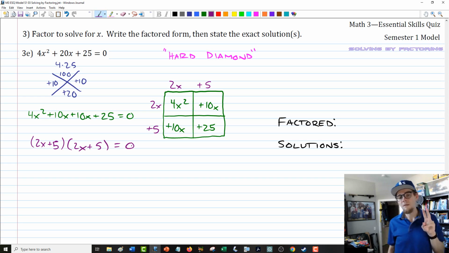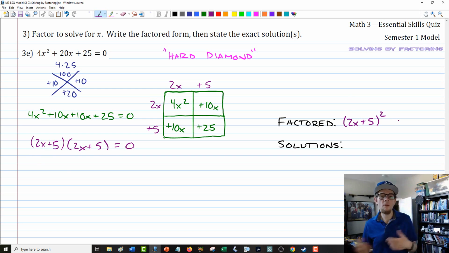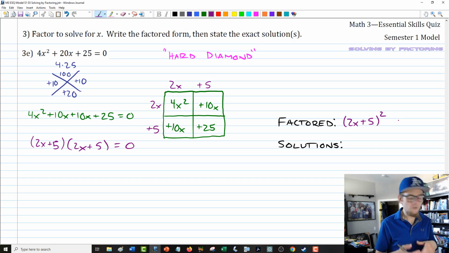So in other words, we get the same factor twice. So when it comes time to actually write this in factored form, we could totally write this out. We could also instead just write it as 2x plus 5 squared. In other words, square it because there's two of them being multiplied together. So I'm going to write it that way. I think it's the cleanest way. It also appears on the key that Ms. Nakamura gave me, so good sign.